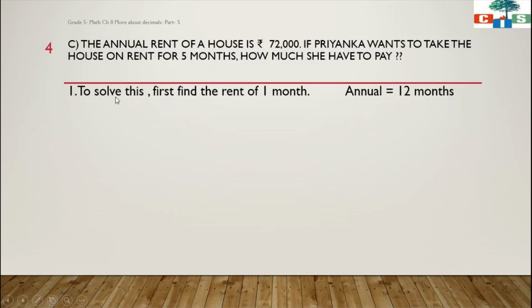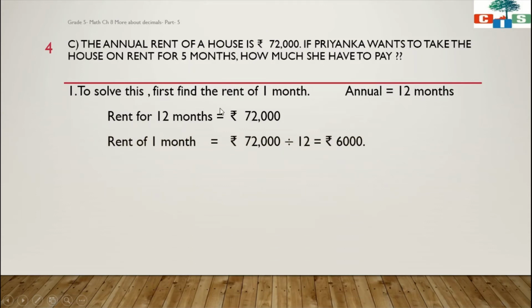See, to solve this, first of all, find the rent of 1 month. So here annual is equal to 12 months. Okay, you have to keep this in mind. So rent for 12 months is equal to 72,000, which is given in our statement.